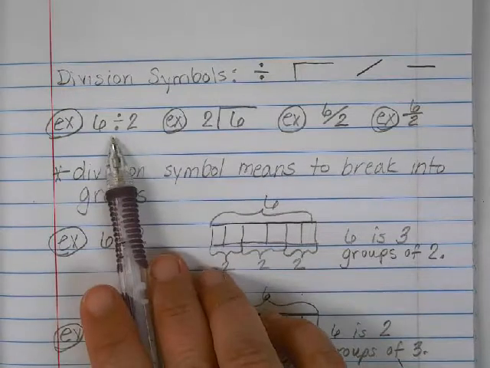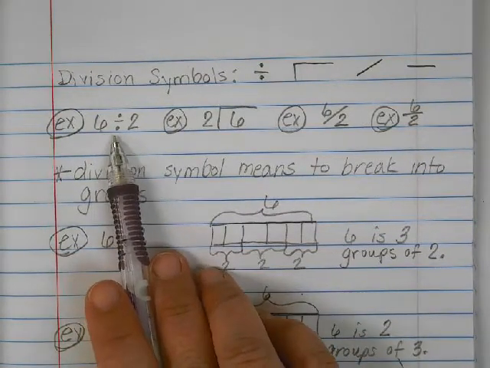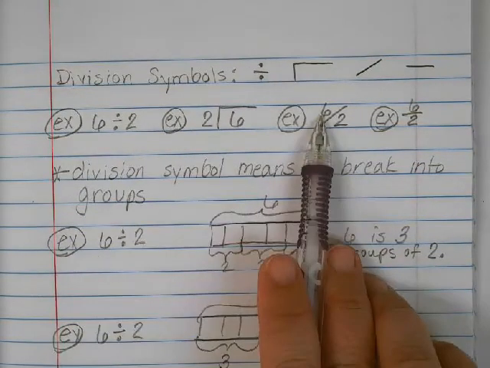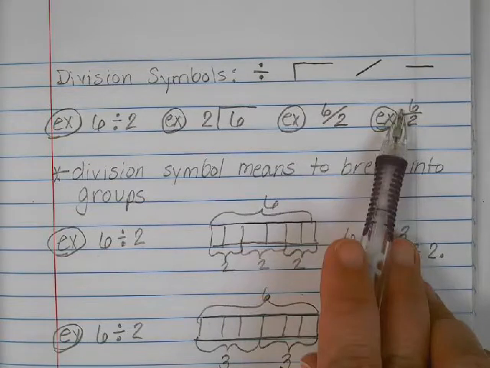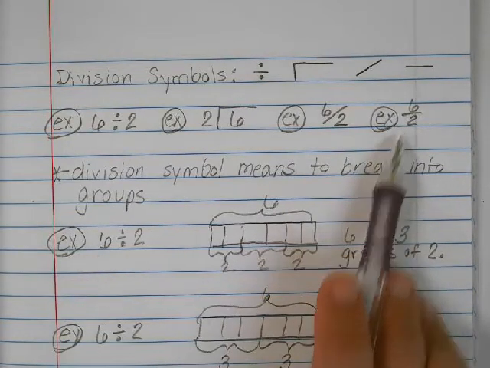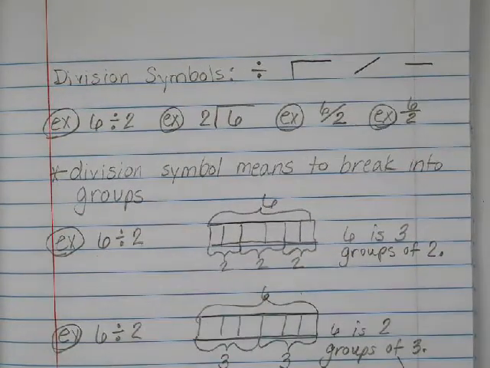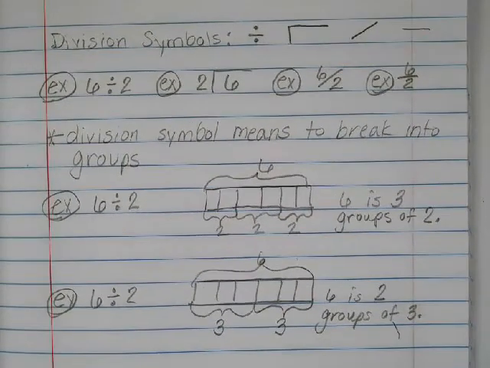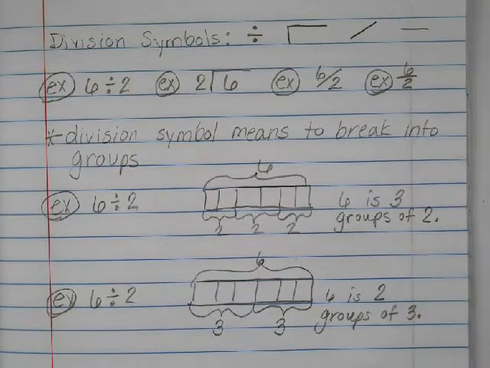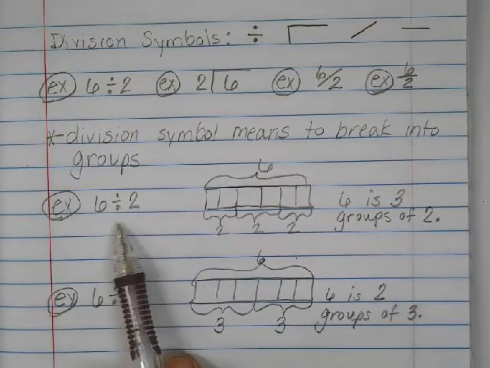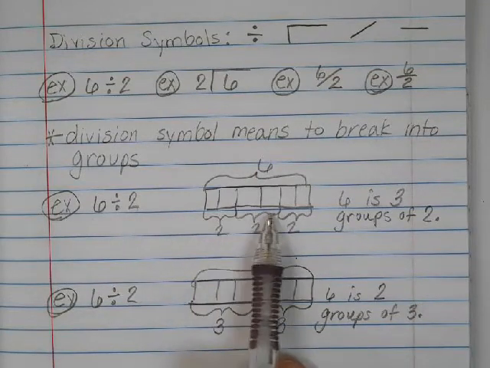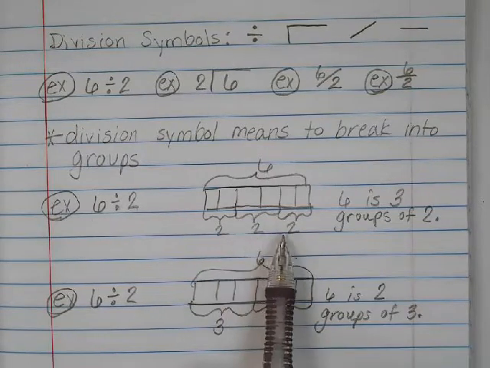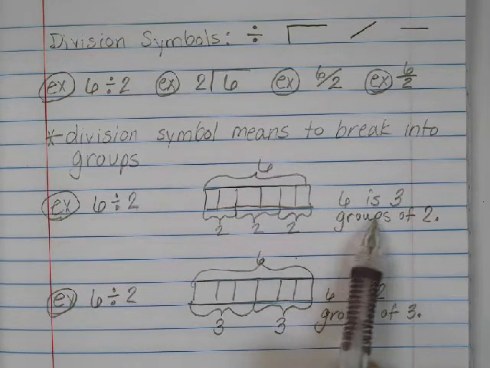And then if you saw those written out, it would look something like 6 divided by 2, written with each of the four symbols. Remember that division symbol means to break into groups. And then I have 2 different representations of that for you. So in the first one, when we do 6 divided by 2, I took the whole number 6 and I broke it into groups that have 2 in each group. So I can say 6 is 3 groups of 2.